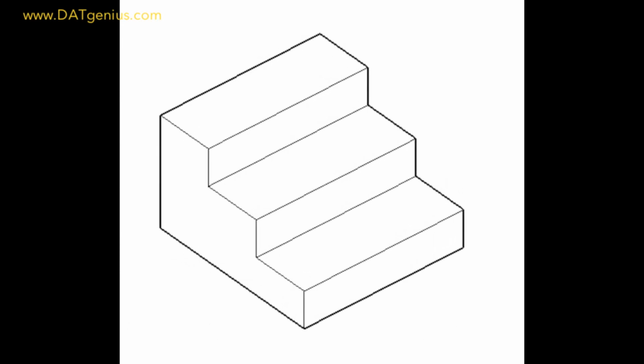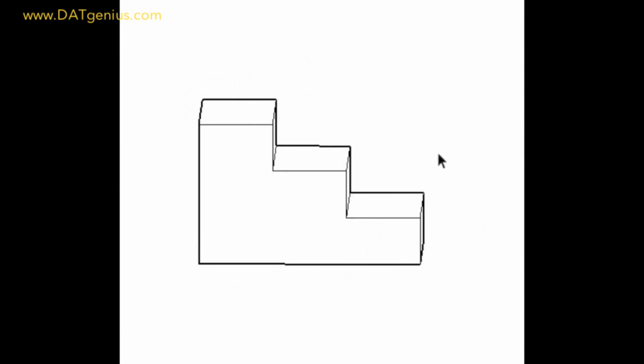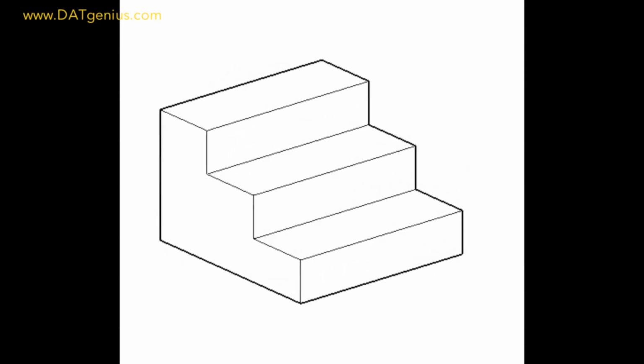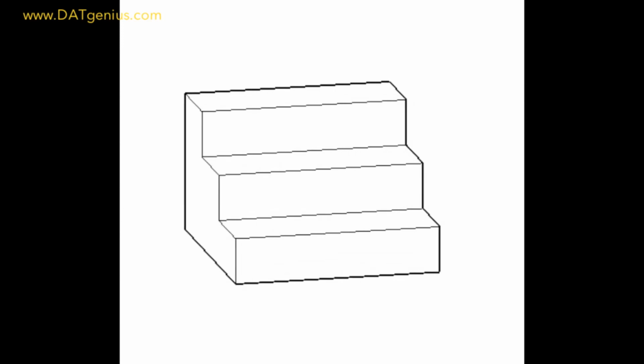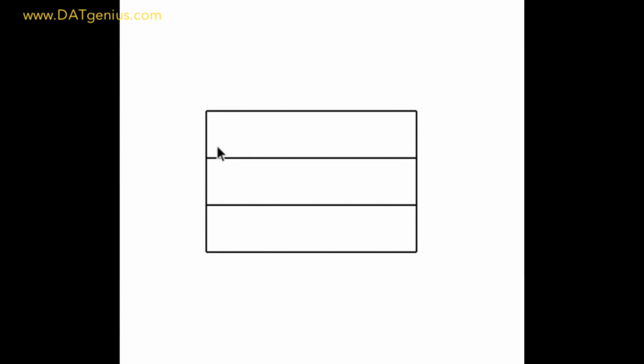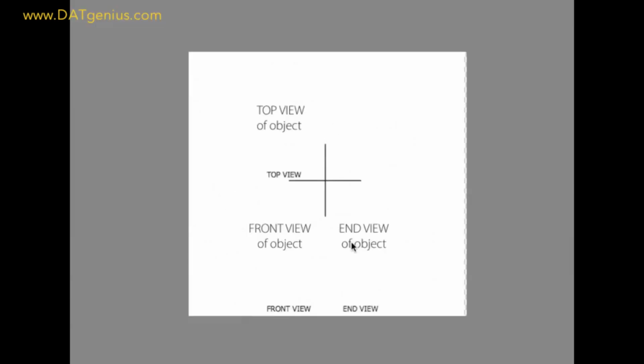Finally, if we think about our end view, which is coming from the right-hand side of our object, looking to the left, we'll rotate our object around. Each of these changes, each of these lines indicates some change in geometry. This line indicates the change in elevation from this plane to this plane. This line right here indicates the change in elevation from this plane to this plane.